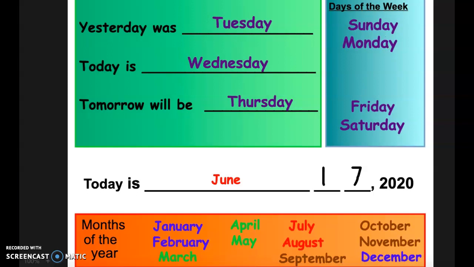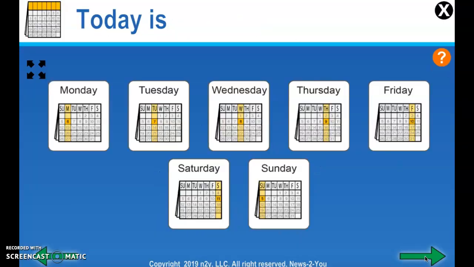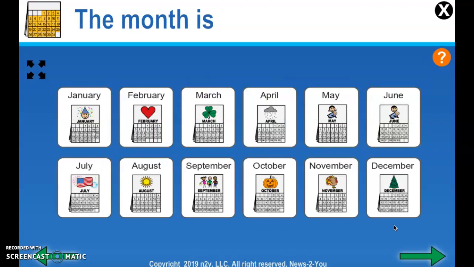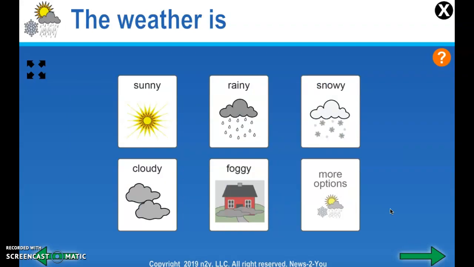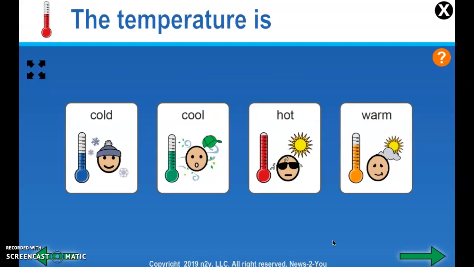All right, let's go ahead and do our news to you, weather, and calendar. Today is, we said today is Wednesday. The month is, we said we were in the 6th month of the year, which is June. The date is, we said today was the 17th, which is written as a 1 and then a 7. The weather is, we said it was rainy outside. Since we're in the high 50s, I would say it is cool outside.